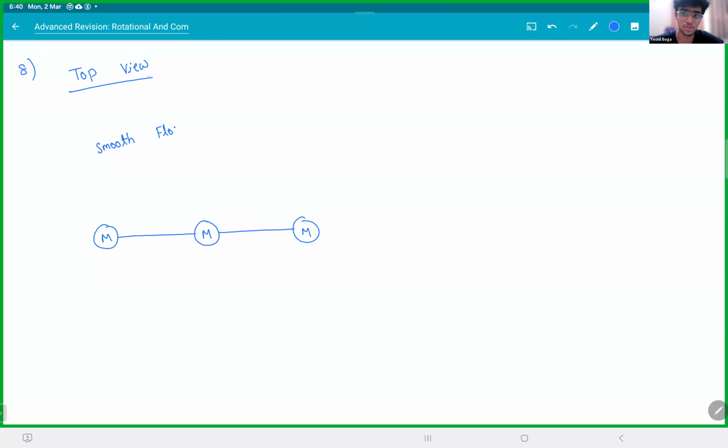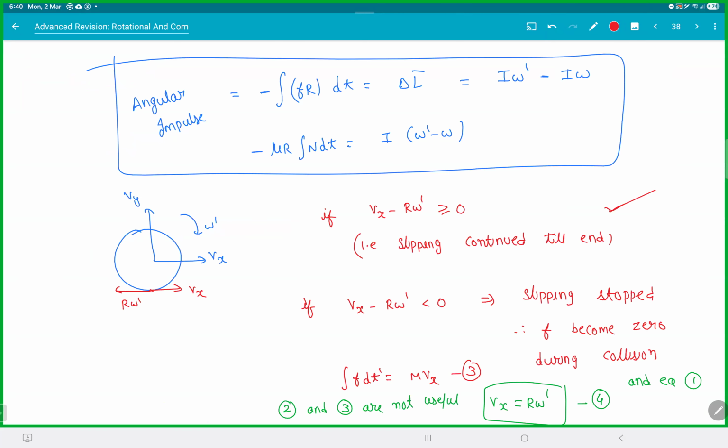If Vx equals R omega, then would Vx be 0? Then it would go upwards. Come again. Vx will be? Would Vx be 0? Why will Vx be 0? Because when Vx is equal to R omega, friction would assume that the particle at that point is not moving now. So Vx would be 0. Okay, I got it.